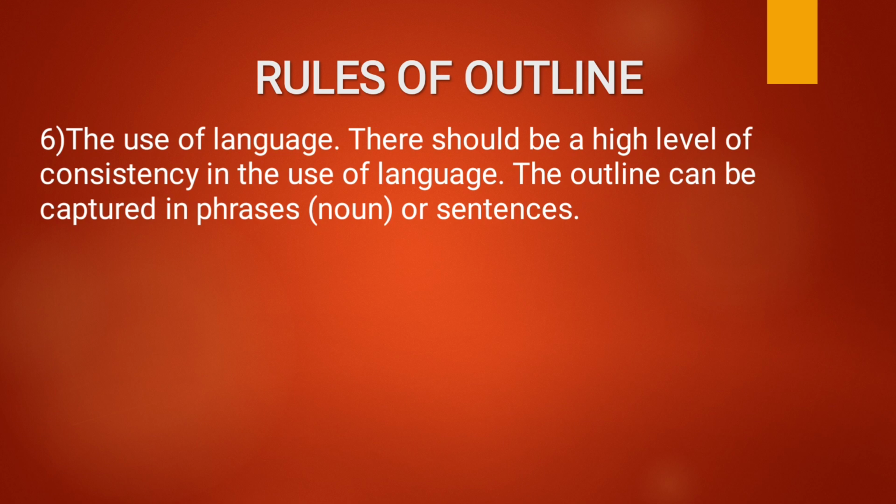Look at how it moves. Causes of teenage pregnancy. Then you come down, dash, poverty. I hope you are getting it. Causes of teenage pregnancy. Then you come down, poverty. That one you are working with phrases, right? Then if there be another one, then you say lack of sex education.